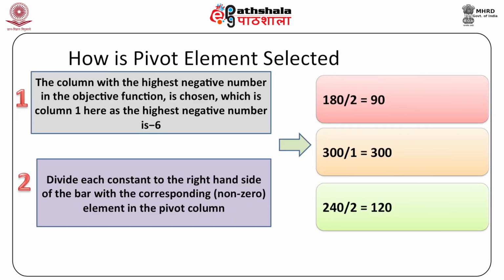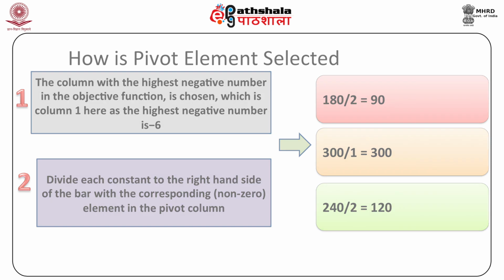How is the pivot element selected? First, we find the pivot element. The column with the most negative number in the objective function is chosen, which is column 1 here, as the most negative number is minus 6. Divide each constant to the right hand side of the bar by the corresponding non-zero element in the pivot column. For example, 180 divided by 2 gives you 90. 300 divided by 1 gives you 300 and 240 divided by 2 gives you 120.